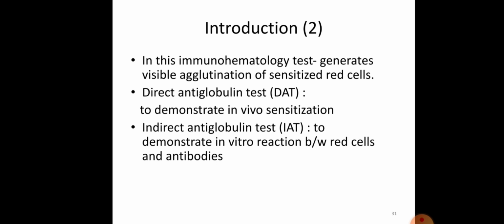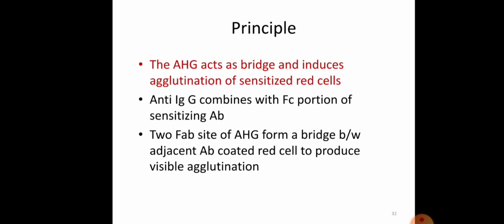It is an immunohematology test which generates visible agglutination of sensitized red cells. There are two types, direct and indirect. Direct will demonstrate in vivo sensitization, whereas indirect will be the in vitro demonstration between the RBC and the antibodies. What is the principle? Normally, anti-human globulin will act as a bridge and induce the agglutination of sensitized red cells.